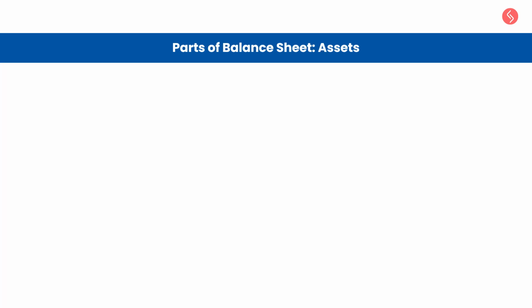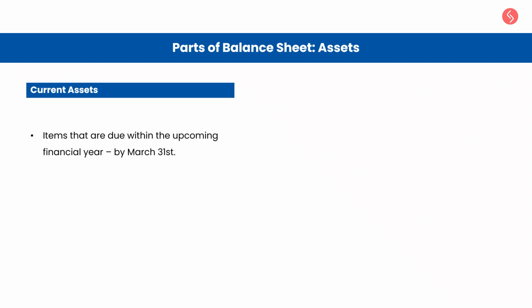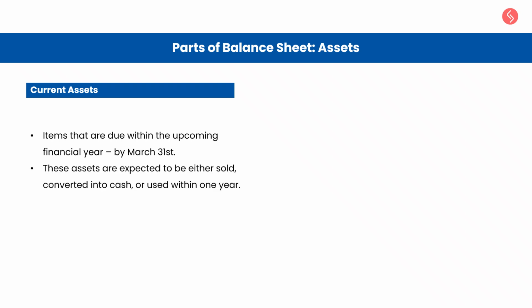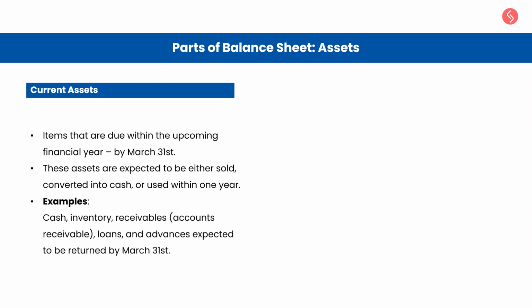There are two kinds of assets: current assets, items that are due within the upcoming financial year by 31st March. These assets are expected to be either sold, converted into cash, or used within 1 year. Examples: cash, inventory, accounts receivable, loans, and advances expected to be returned by 31st March.